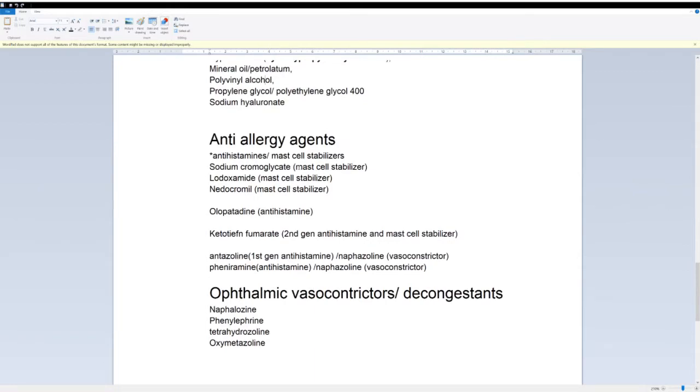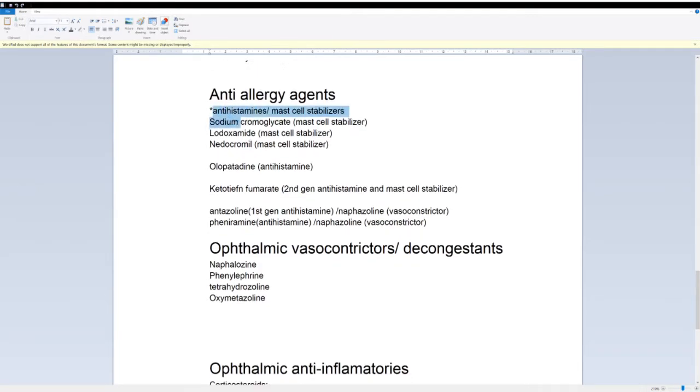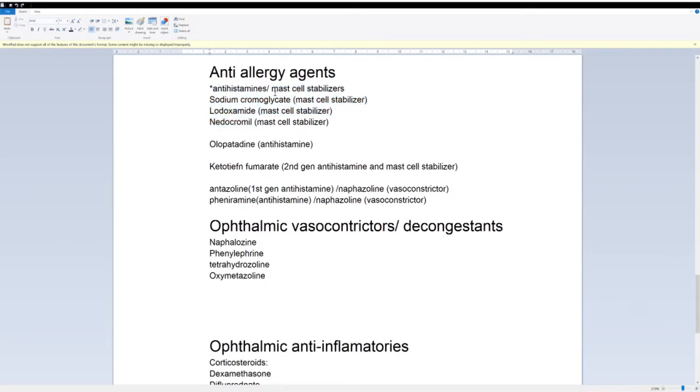And if it's an allergic conjunctivitis, anti-allergy agents are used. There are antihistamines, and there's also mast cell stabilizers. So let's talk about the mast cell stabilizers first. They're sodium cromoglycate, lodoxamide, nedocromil. And what mast cell stabilizers do is they prevent histamine release from the mast cell, and basically prevent an allergic response. So those are some of the examples of mast cell stabilizers.